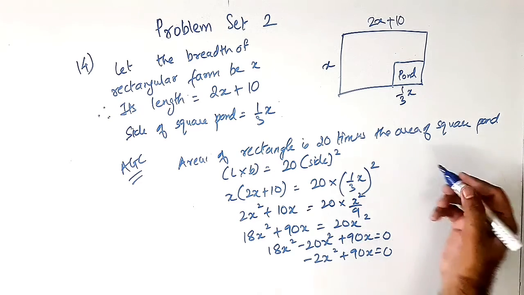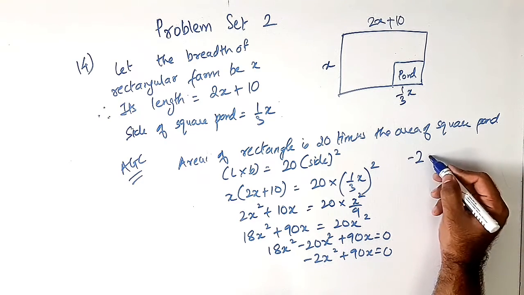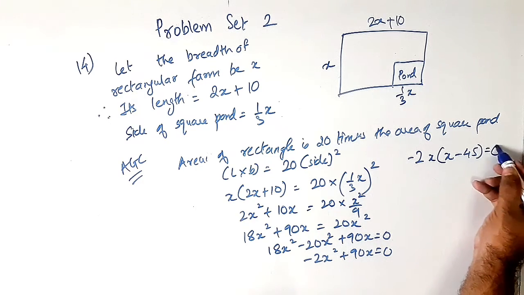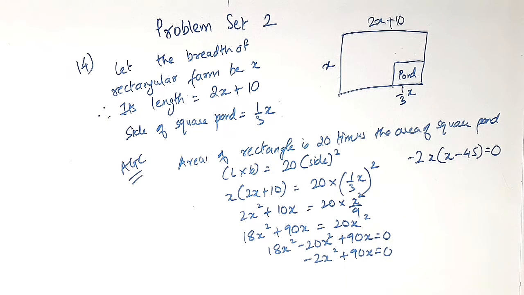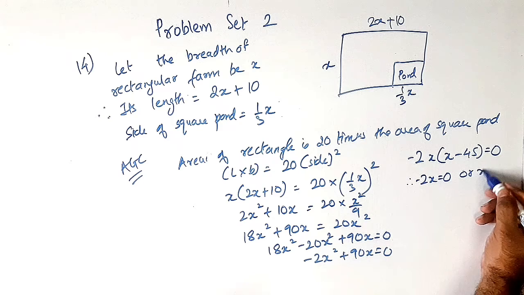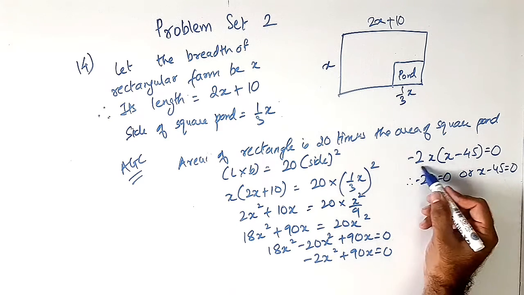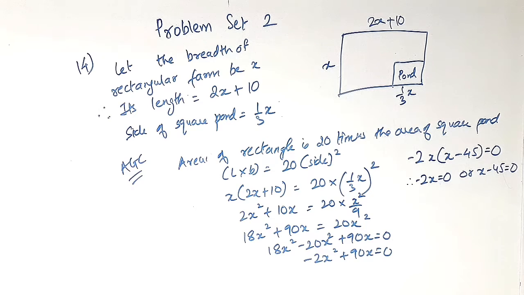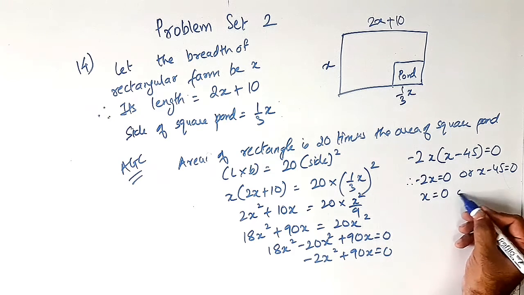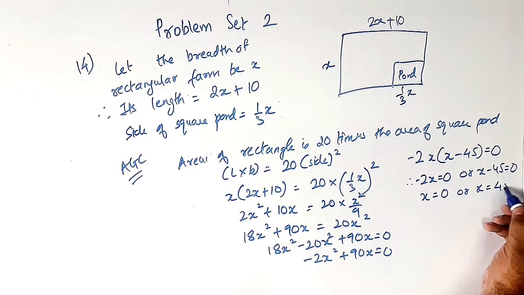So what I'll take common here, minus 2x I can take common. What remains is x minus 45 equals to 0. Either minus 2x is equal to 0 or x minus 45 equals to 0. If you see x minus 45, this becomes, of course, 0 upon minus 2 will be 0. So x is equal to 45.